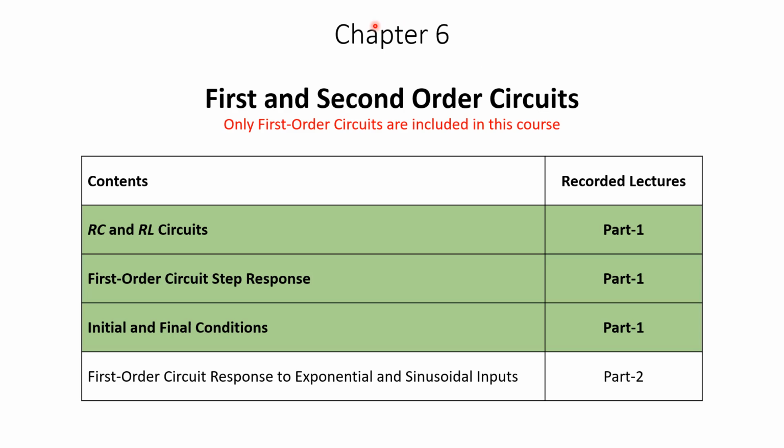Today's lecture is on chapter 6, and chapter 6 discusses first and second order circuits. Note that only first order circuits are included in this course, and first order circuits are discussed in sections 7.1, 7.2, 7.3, and 7.4. This is part 1 of lectures on chapter number 6. Next lecture will be part 2, where we will discuss first order circuit response to exponential and sinusoidal inputs.